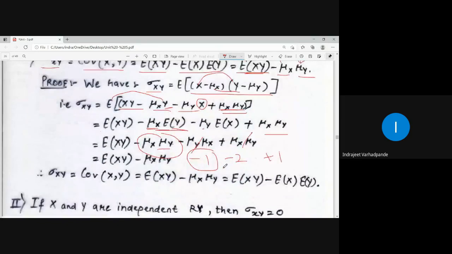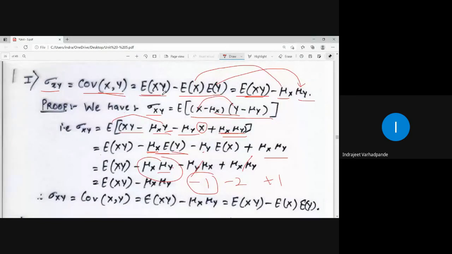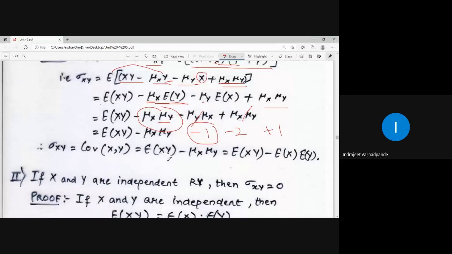So your covariance of xy is expectation of xy minus expectation of x into expectation of y. This is what we have tried to prove. So sigma xy, which is the covariance of xy, is expectation of xy minus mu x into mu y. Mu x is the expectation of x, mu y is the expectation of y. If x and y are independent random variables, this expectation of x into expectation of y is the expectation of xy.